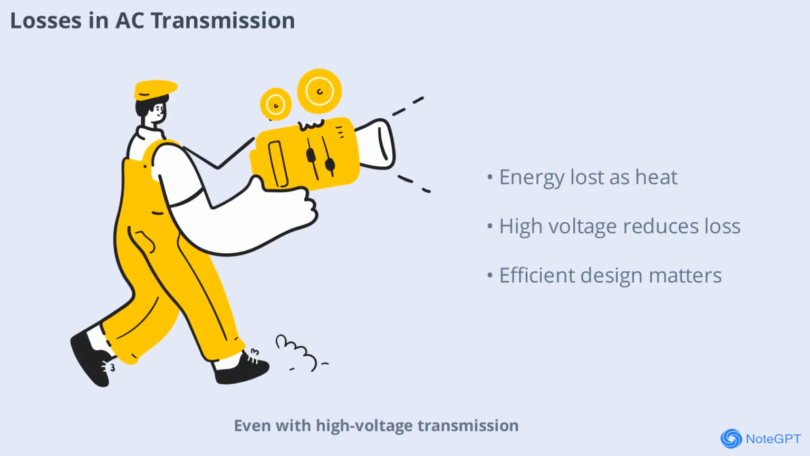Even with high-voltage transmission, some energy is lost as heat due to resistance in the wires. These losses are called transmission losses. Engineers work to minimize these losses by using efficient materials and designs. Understanding transmission losses is important for improving the efficiency and sustainability of our electrical systems.